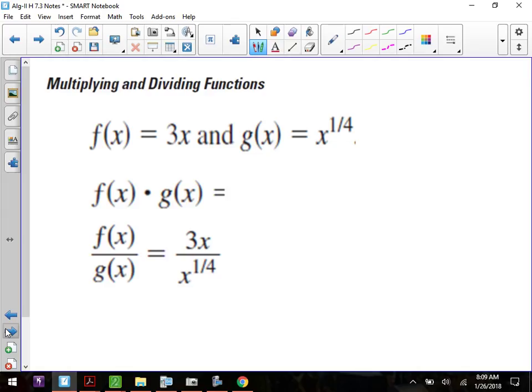So putting them together again, it shouldn't be terrible. 3x, x to the fourth gives you 3x to the 5/4. When you divide this out, you get 3x, excuse me, to the, what's that, 3/4? And you go on very well.